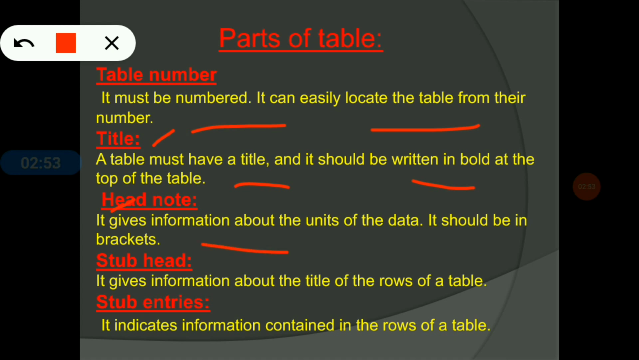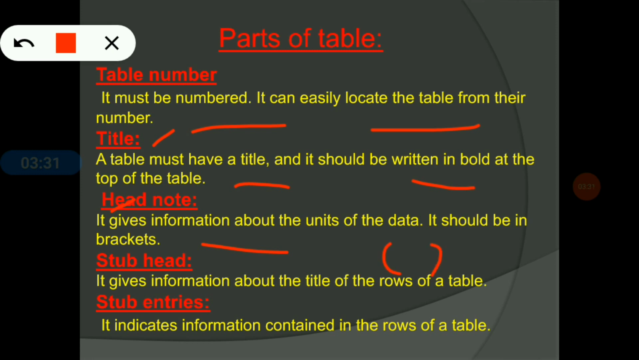Now going to the third one, that is head note. Head note gives the information about the units of data. For example, we are measuring the population or the production of a commodity in the horizontal or the vertical axis. So there we can write production of a commodity in brackets, in tons. So ton is the unit for the production of the commodity, and that is included in the head note. Clear? And obviously head note should always be in brackets.